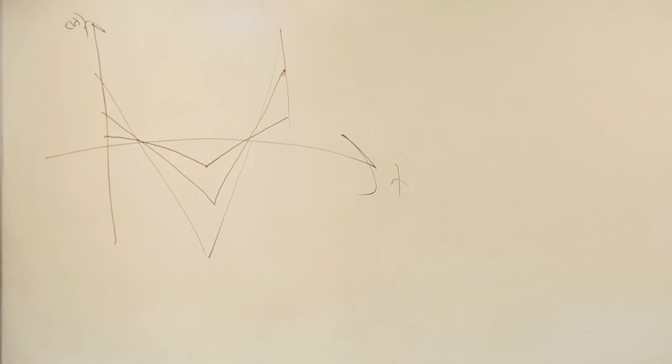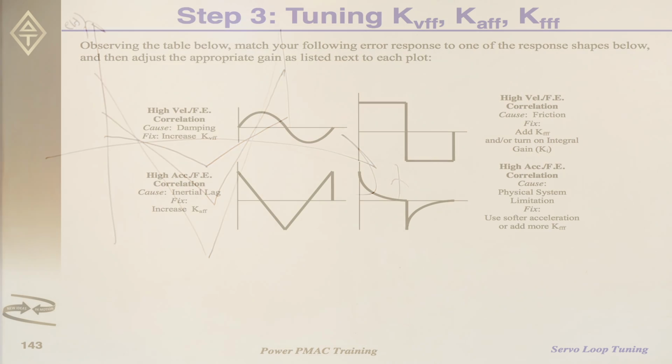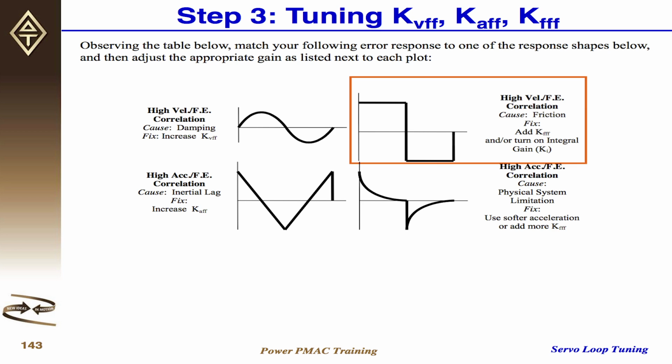If you have this case where you have a completely flat spot and then a sharp transition and then another flat spot of equal magnitude but opposite sign, then you have friction in your system and you should add kFFF. So as you add kFFF, this flat spot will come up towards 0, that flat spot will come down towards 0 until you have minimal following error.